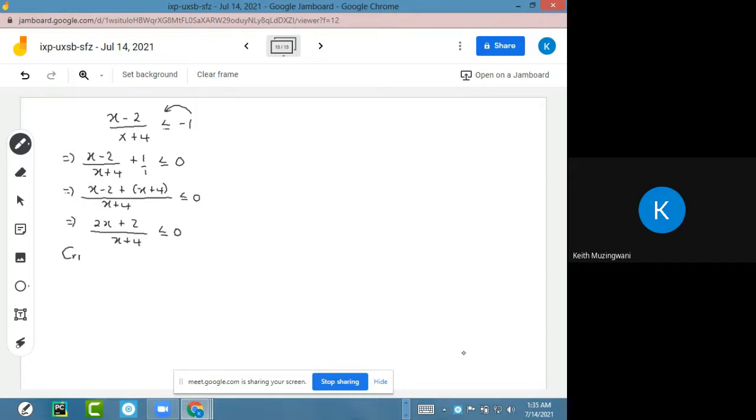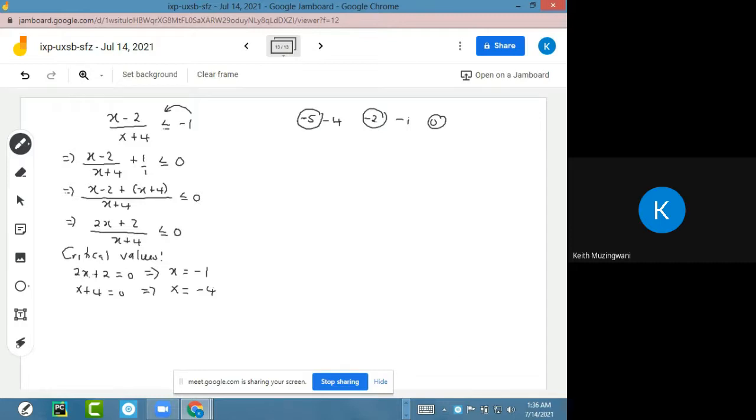Then get the critical values. Equate the numerator to 0 and solve for x, so we get x is equal to negative 1. Equate the denominator to 0 and solve for x, so x is equal to negative 4. Then test. So we have negative 4, we have negative 1. A number bigger than negative 1, say 0. In between negative 4 and negative 1, we find negative 2. Less than negative 4, we can use negative 5.